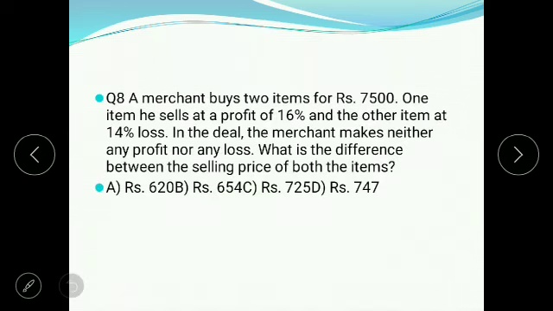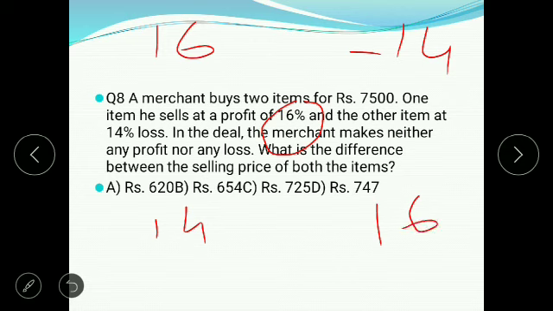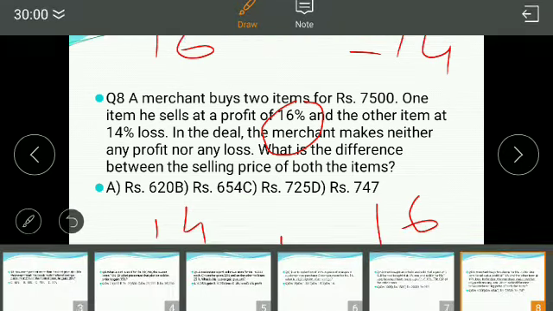Now this math problem says that a merchant buys two items for rupees 7500. One item he sells at a profit of 16% and another at a loss of 14%. In the deal, the merchant makes neither profit nor loss. So what is the difference between the selling prices of both items? So in one item he got 16% profit and in another item he got 14% loss. So the effect is 0, so it will be 14 and 16, that is an allegation type of thing. We will discuss allegation in the next chapter. Just the difference: 0 and 14, that is 14; 0 and 16, that is 16; that will come as 7 to 8.